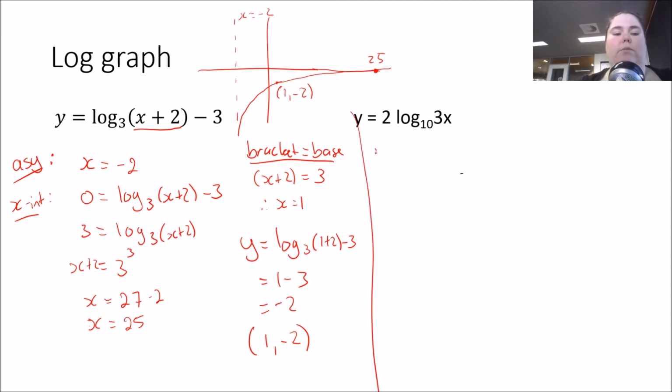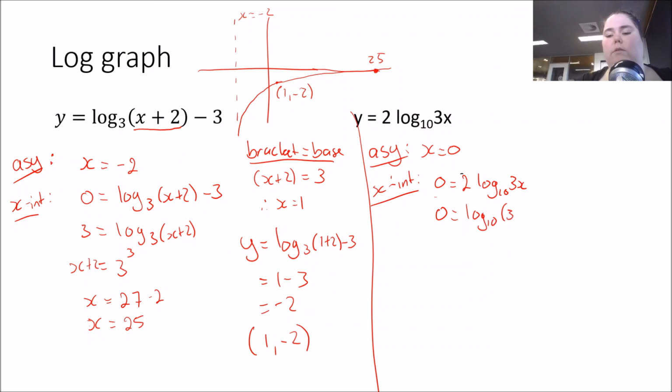Alright, for the next one, asymptote. Well, we haven't moved left or right because there's nothing going on that's been added to that 3x. So that's really easy, x equals 0. Then we want the x-intercept. So 0 equals 2 log 10 of 3x. I'm going to turn it into a power. So that's 3x equals... and now I have number equals log. So that's 10 to the 0 equals 9x. So x equals a ninth. Not a pretty number, but it works.